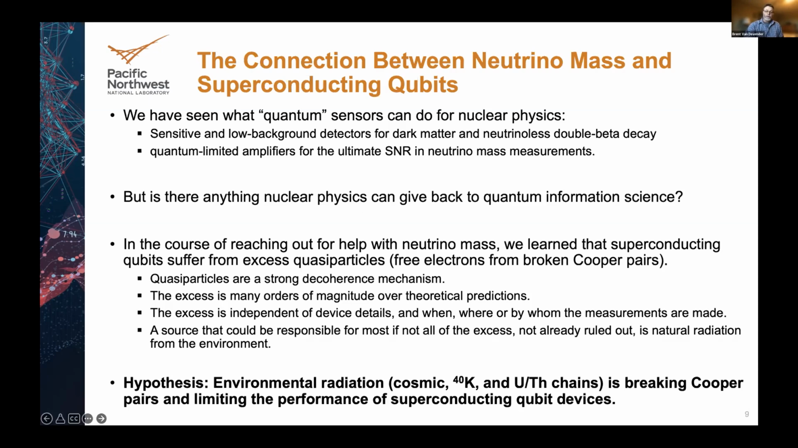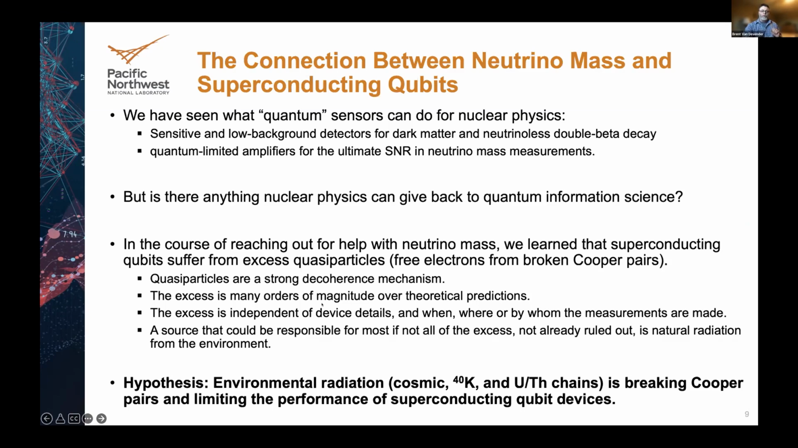But what they told us was everybody who operates superconducting qubit devices observes a phenomenon called quasi-particle poisoning. So quasi-particles are just the broken Cooper pairs of electrons in the superconducting circuits. You can think of them as just ordinary free electrons. By habit, I will almost always call them quasi-particles, but there's no difference that you care about.